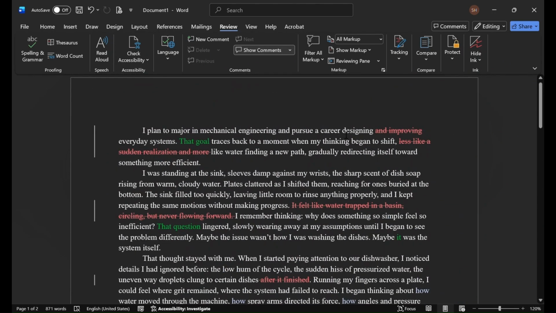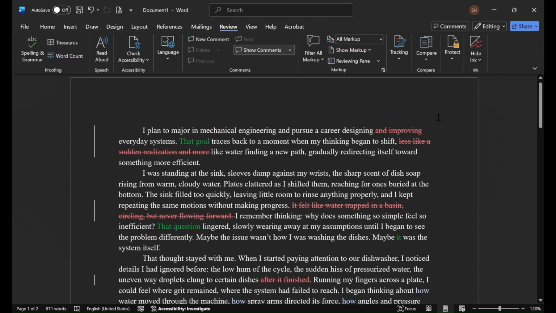So one thing that I like to do when going through and trying to delete things is anytime you use two words to describe something, it's best to try and just get rid of one and settle on the most effective one. So the first sentence here, I plan to major in mechanical engineering and pursue a career designing and improving. So those words, although different, both of them aren't really necessary. And so I thought that the better one here was designing, because that actually shows a little bit more of a higher order capability to design things rather than just simply improve them. So not a big difference between those words, so we'll just get rid of one of them.